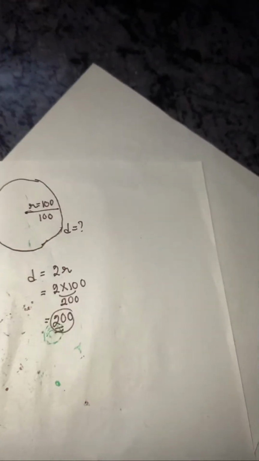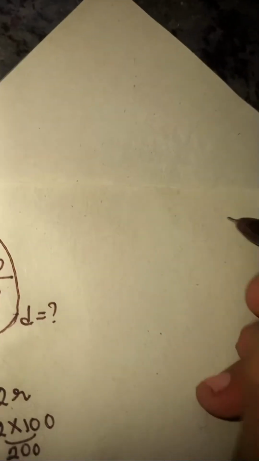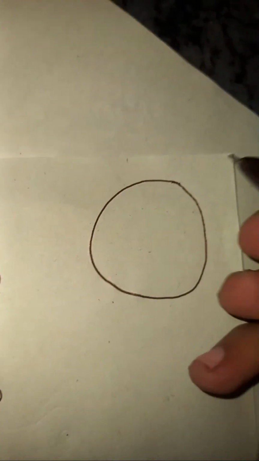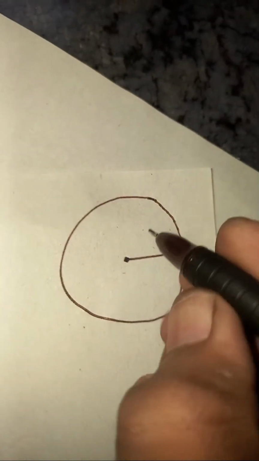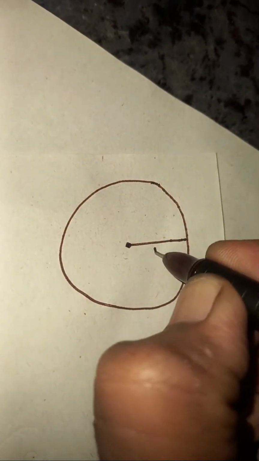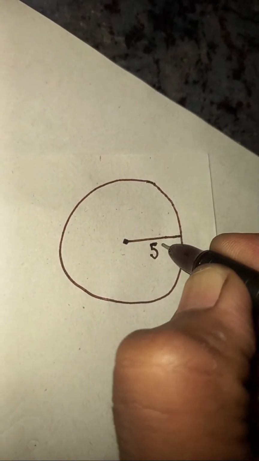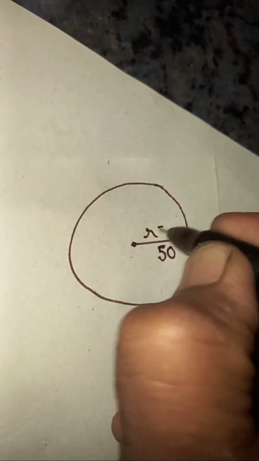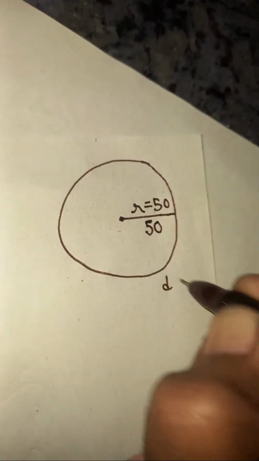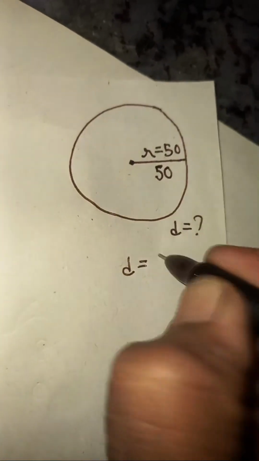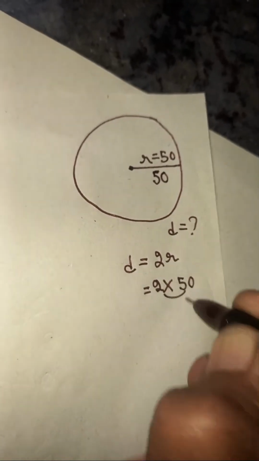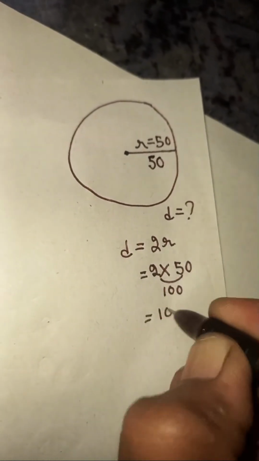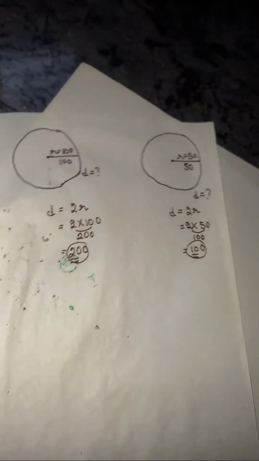Now I do one more last problem on this diameter and radius. In this circle, they have given the radius of the circle equal to, not 5 units, 50 units. Find out what's the diameter of it. Here you can find out diameter as 2 times of radius, that is 2 times of 50 units. 2 times of 50 is 100 units. That's the diameter of this circle.